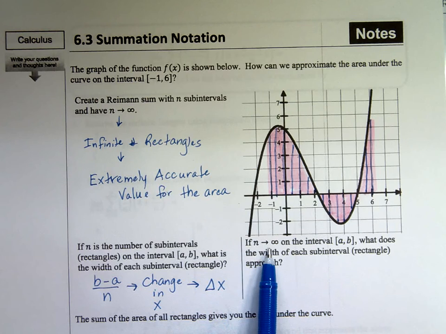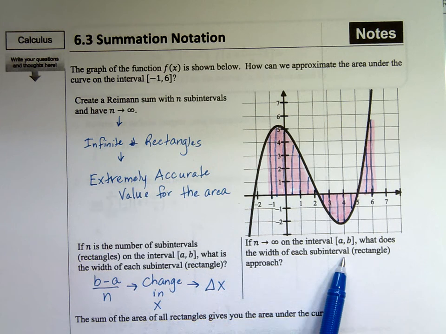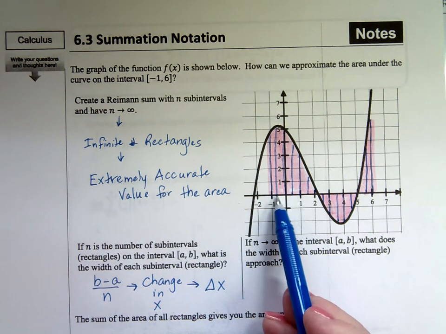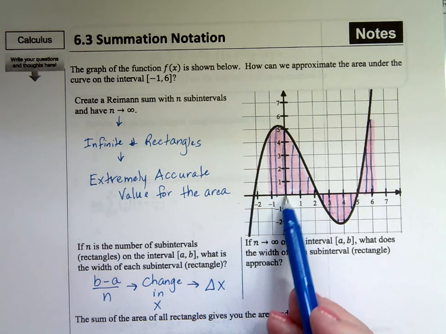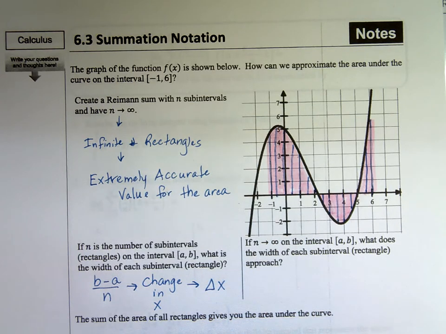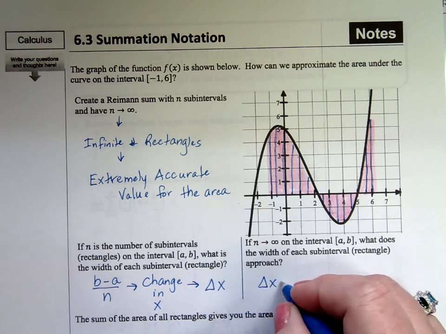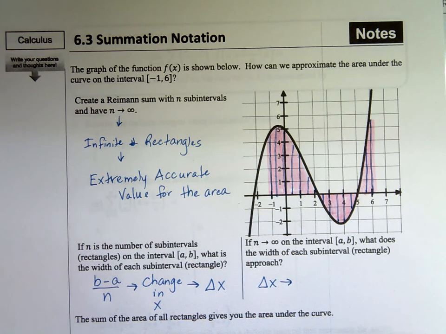And then if n approaches infinity, if the number of rectangles approaches infinity on the interval, what does the width of each interval look like? What does it approach? How wide are you getting? When I had just a single unit here, it was wider than this half. If I were to divide it again, it'd be a quarter or something like that. So the width of my rectangle, my delta x, with more rectangles actually gets closer to 0.